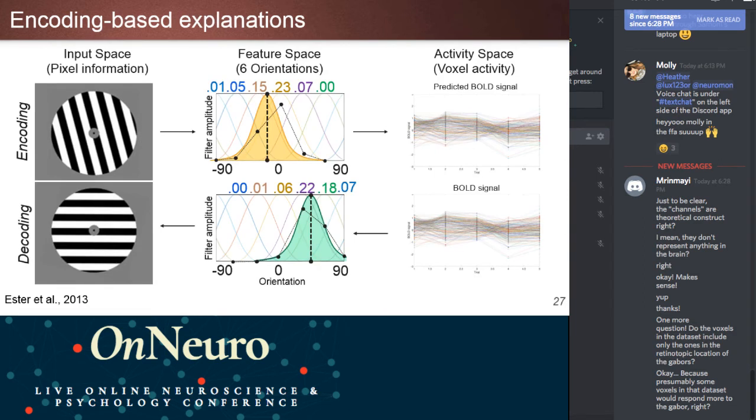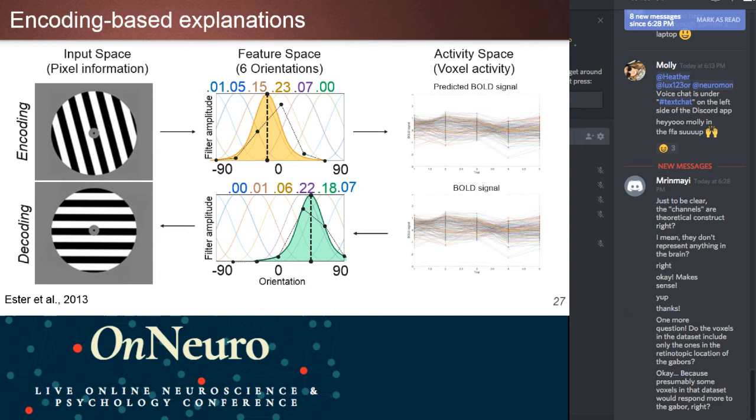So one way to think about encoding and decoding is to separate things into 3 different components. Hold on. So presumably some voxels in the data set would respond more to the gabor. Yes, that's totally correct. But yeah. So the 3 components that could be thought about in terms of encoding and decoding are an input space, a feature space, and an activity space. So the input space is literally just what the stimulus is, so the pixel information, for instance. And the activity space is just the voxel activity, the bold signal. And the intermediate space is the hypothesized representation. So in this example, it would be orientation again, represented by the same basis functions.